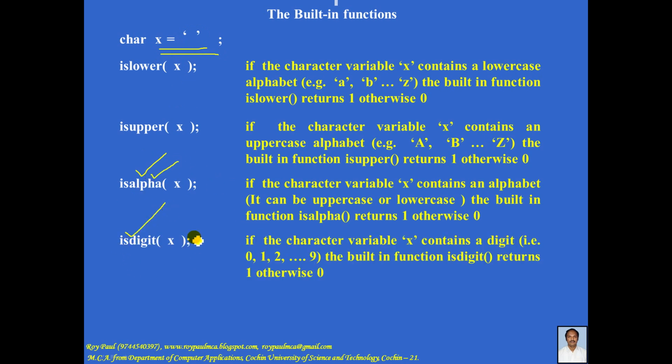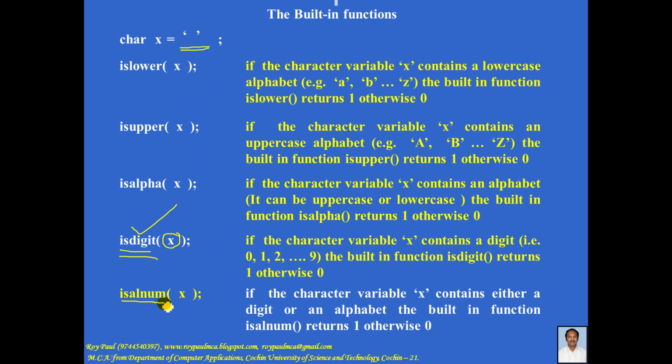Now isdigit. What the function does is, if the character variable x contains a digit, the function returns 1 as the answer, otherwise the function returns 0. So suppose x contains capital A, this function returns 0 because capital A is not a digit. Suppose x contains small a, the function returns 0. Suppose x contains 0, this function returns 1 as the answer because 0 is a digit. Suppose x contains @, the function returns 0. Suppose x contains space, the function returns 0.